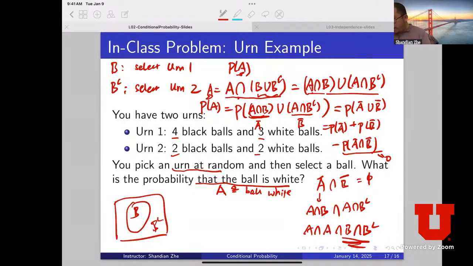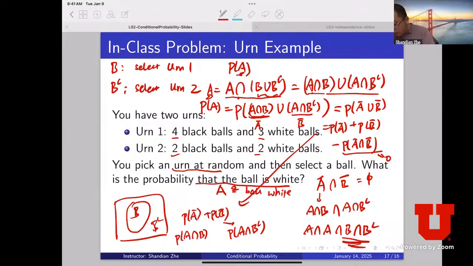And then it turns out that this probability is eventually just the probability of A bar plus the probability of B bar, right? The probability of A bar, according to the definition, is the probability of A intersection with B. And the probability of B bar is the probability of A intersection with B complement, right? Does it make sense? Right?